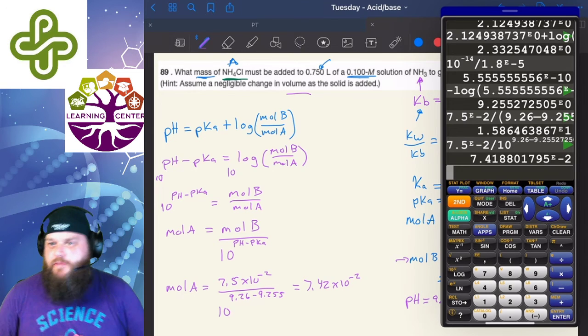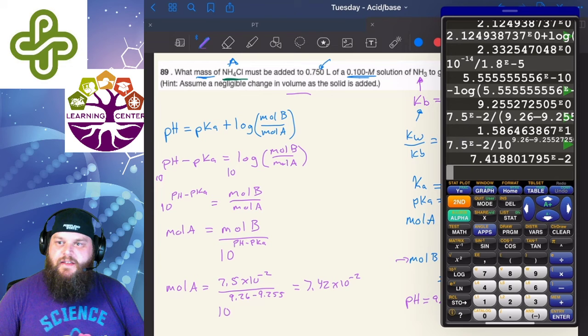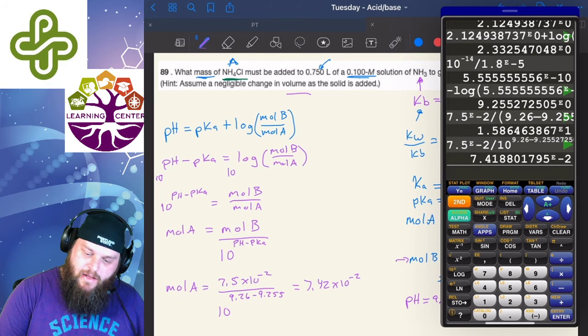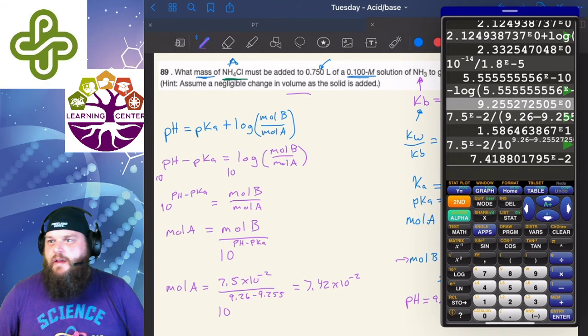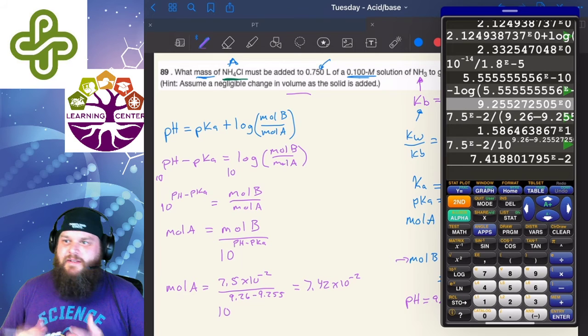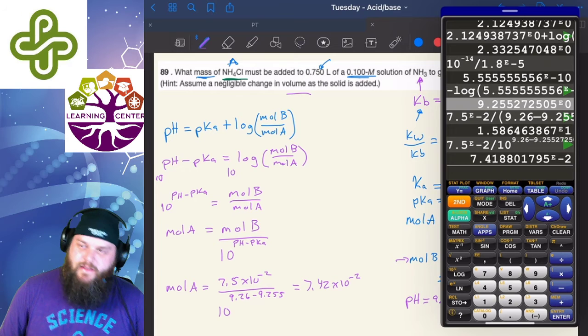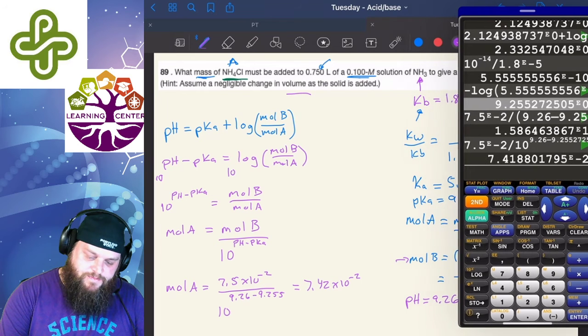And we can see that's pretty close to the 7.5 times 10 to the negative 2 that we had, but it's a little bit less, right? Like we said, when I calculated this pH to begin with, it's almost 9.26, but it's not quite there. So we're going to have a little bit less moles of our acid than we have of moles of our base.